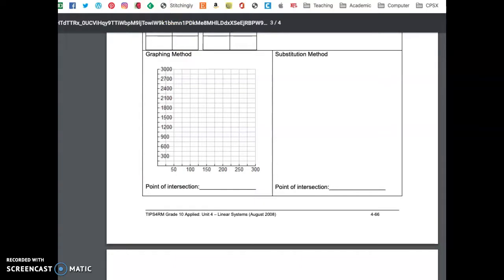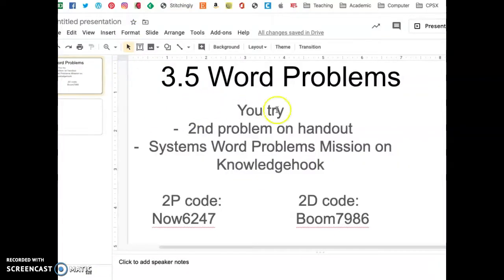Okay, once you are done that, this is the practice work. So you're going to do that second problem on the handout. That's what I just showed you. Once you're feeling comfortable with that, you can go to Knowledge Hook and do the Systems Word Problems mission. I think it has 5 questions.